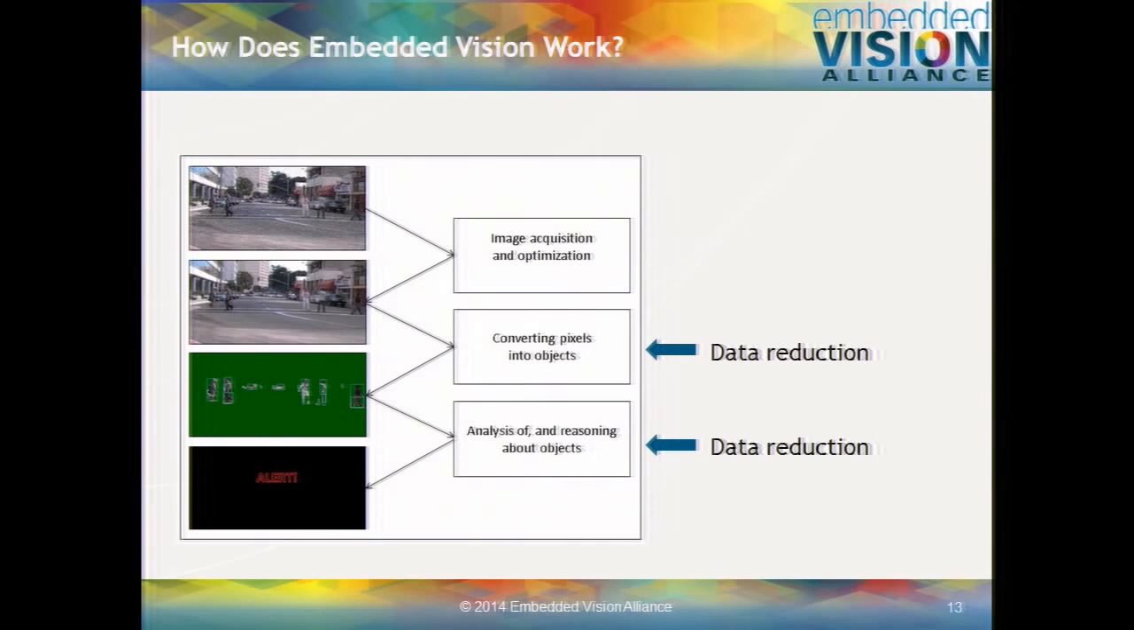we move to extracting information from the image, converting pixels into objects, if you will, and then reasoning about the objects. For example, is this person that I find in this location in this frame the same person that was in this nearby location in the previous frame, and can I therefore infer that there's a person moving on a certain trajectory? So that's a very high-level view.